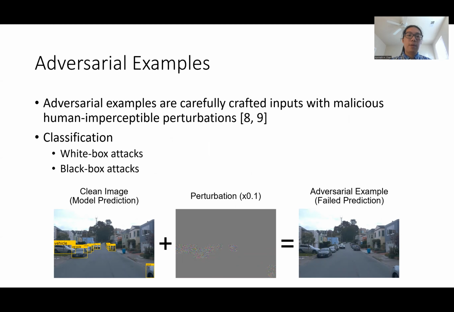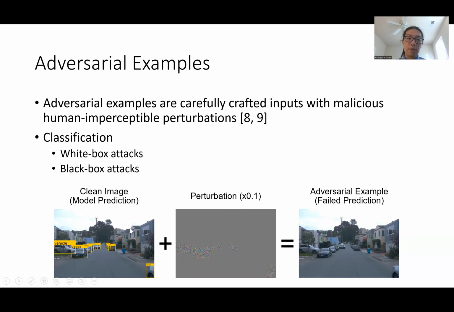So that's basically what adversarial examples are. They're carefully crafted inputs with malicious, human-imperceptible perturbation. At the bottom here, on the left, we see an image taken from the Waymo Open Dataset, where we see an urban street with cars parked on the side of the road. Our model correctly identified vehicles that are parked along the side of the road and drew bounding boxes around them.